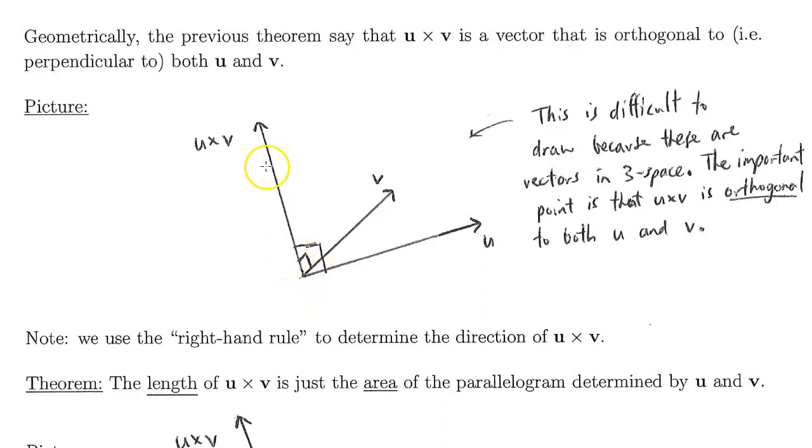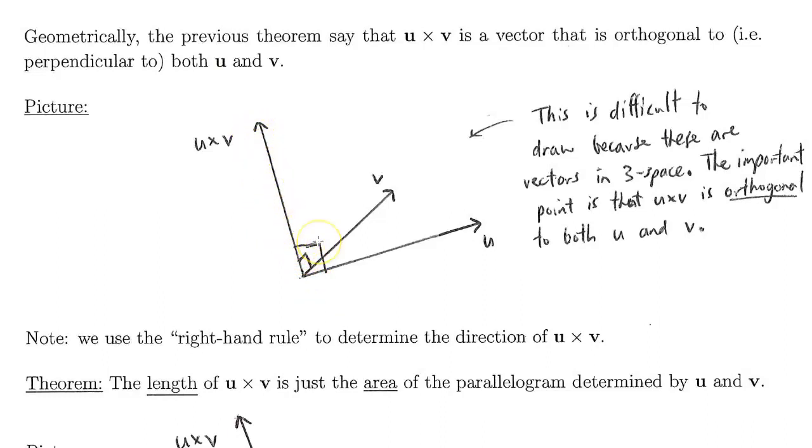Now, how do you know which way it's going to pop out, this way or that way? Well, if you do U cross V, use your right hand so that your palm is right here and your fingers are pointing out this way, so that if you curled your fingers, they would curl toward the V. The direction that your thumb is facing would be the direction that U cross V is going to be.